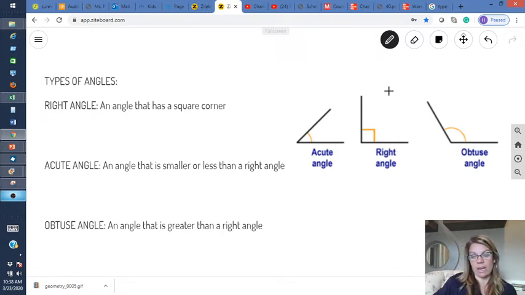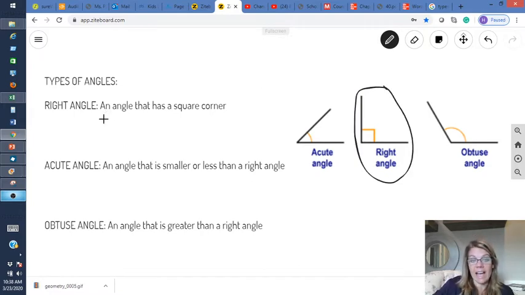And that is this one right here in the middle. A right angle has an angle with a square corner. And that's why you'll see this little square written. They'll do this all the time in a right angle.